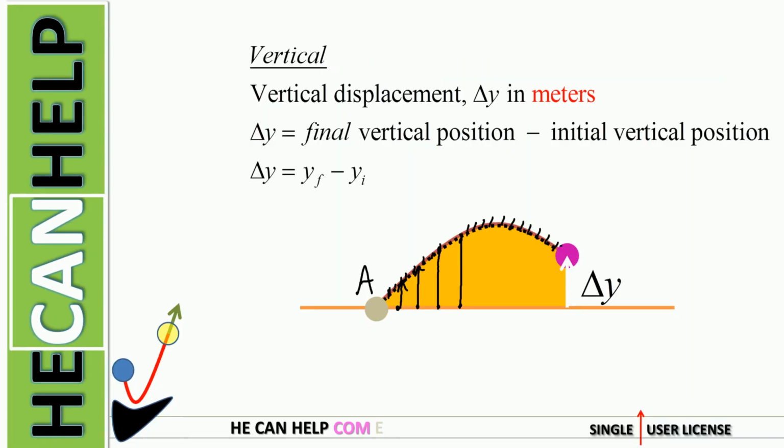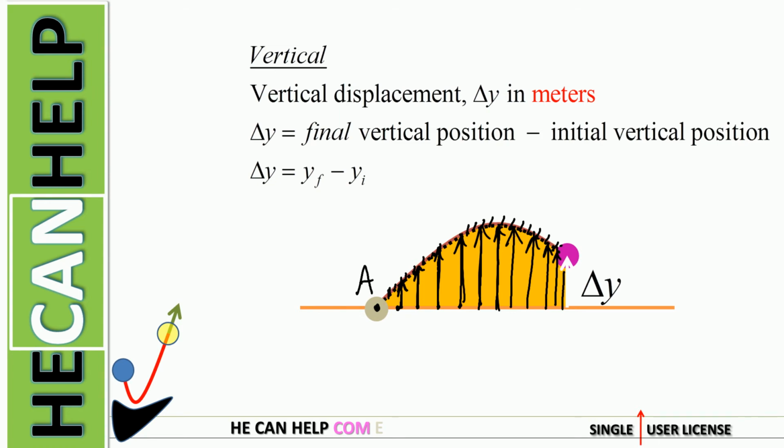For those points on the trajectory, you see the change in y is positive, positive, positive. So from point A, as we move to the right, your displacement is positive. At all those points of the trajectory, the vertical displacement with respect to the starting point is positive.